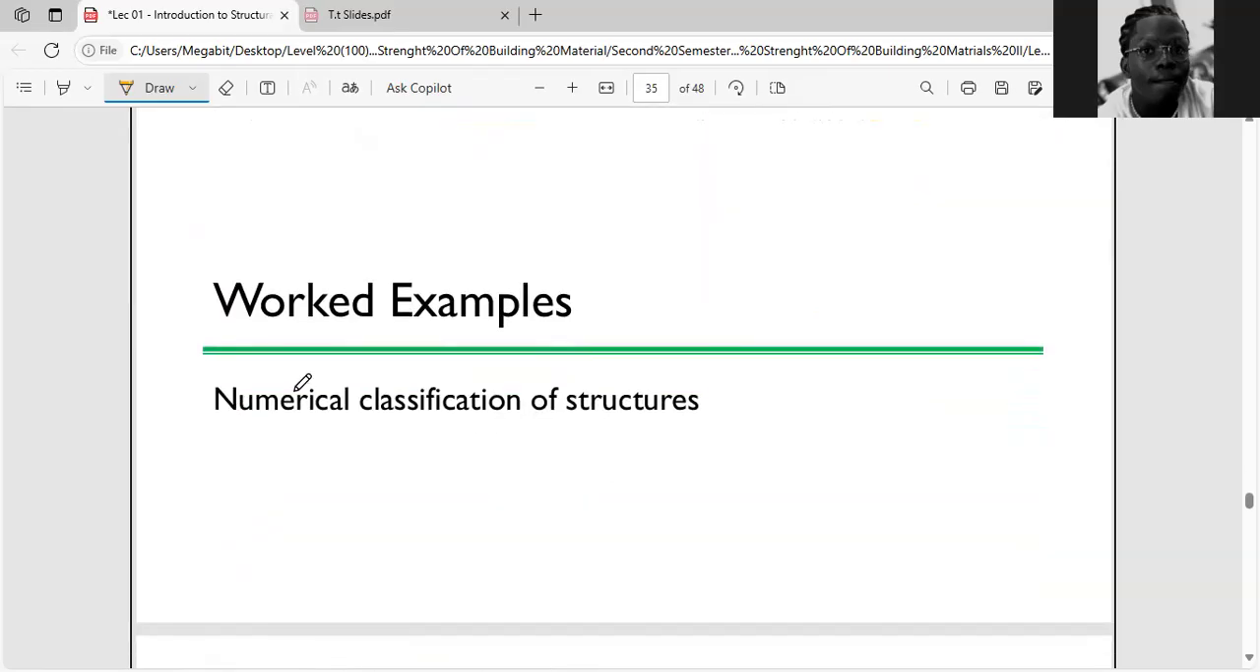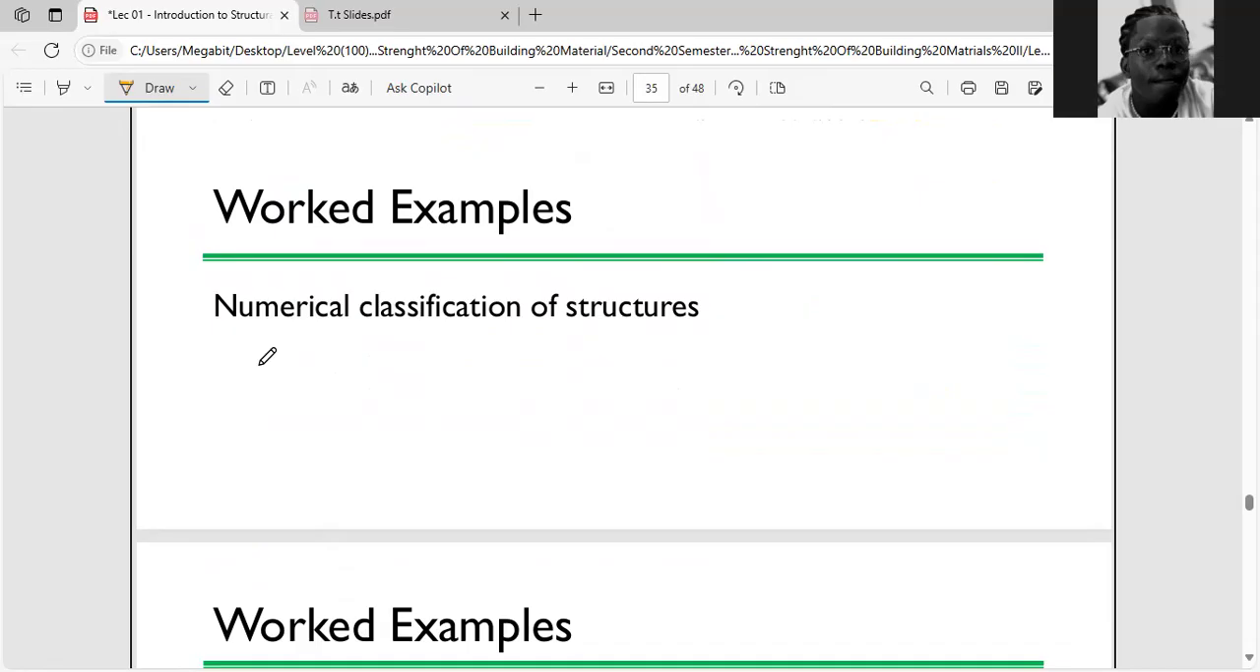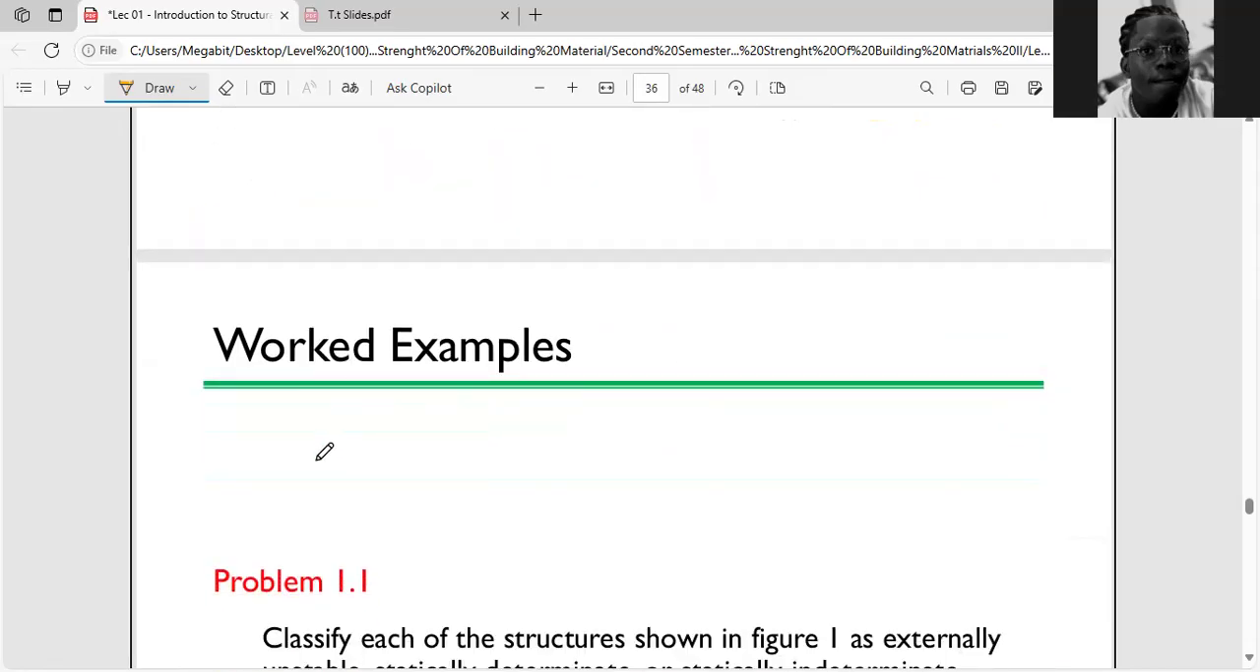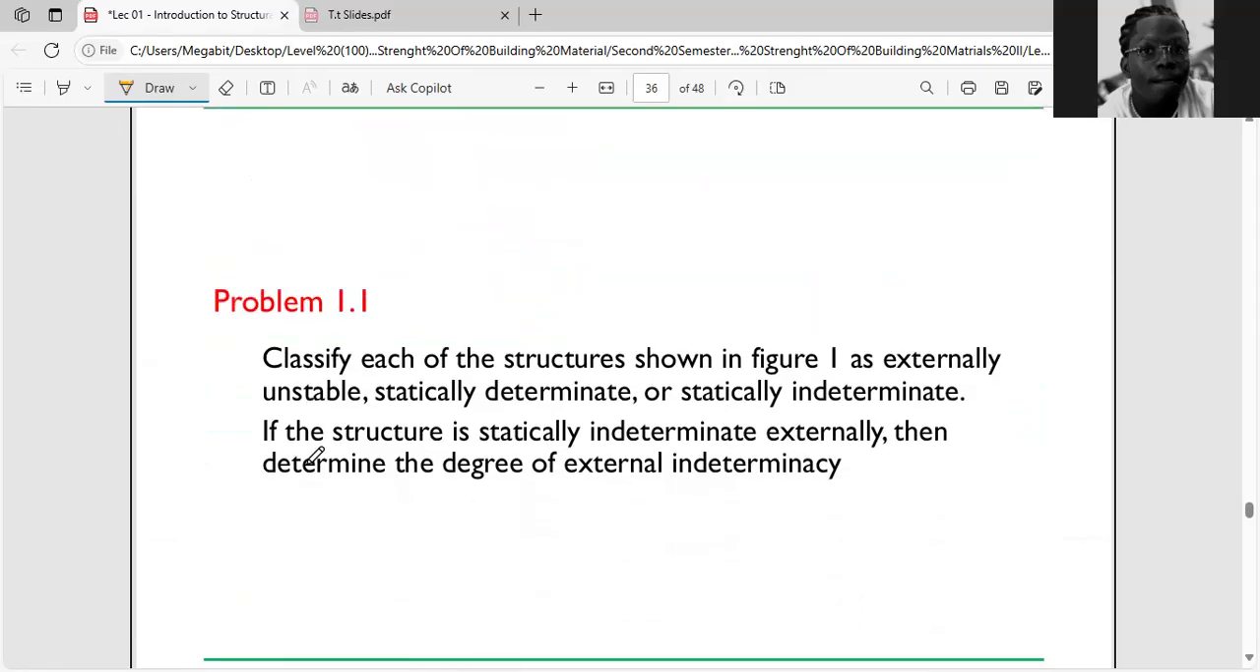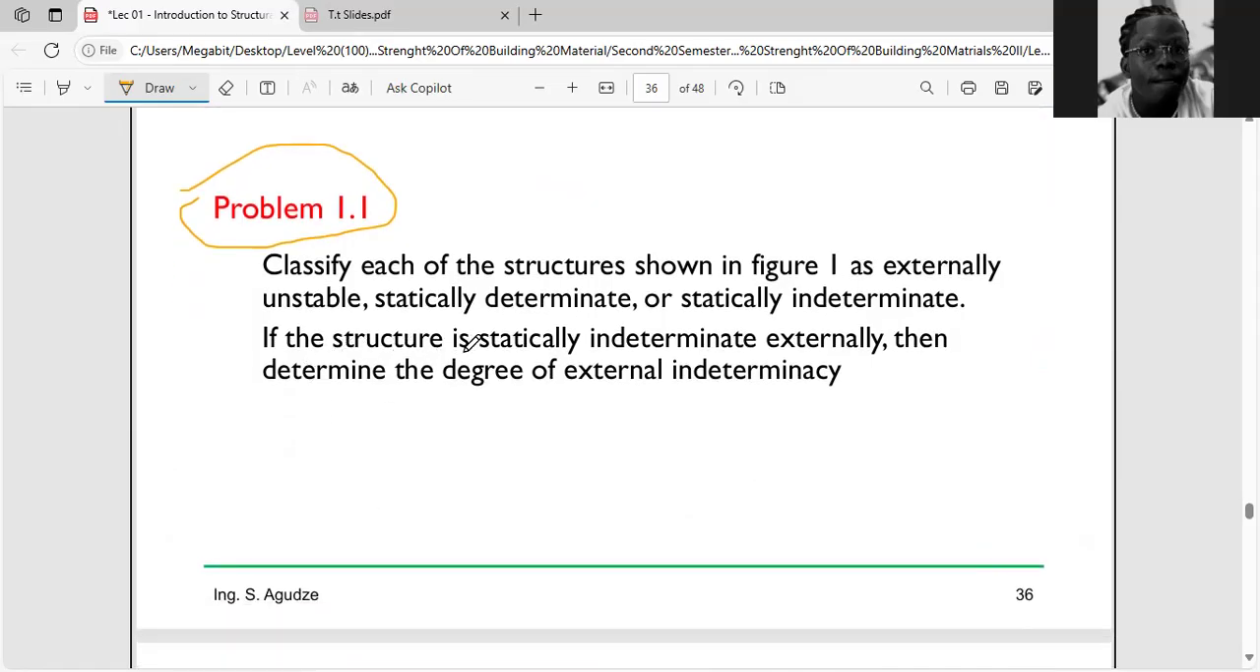So let's come to some worked examples in our numerical classification of structures. In problem 1.1, we should classify each of the structures shown in figure 1 as externally unstable, statically determinate, or statically indeterminate. If the structure is statically indeterminate externally, then determine the degree of external indeterminacy.